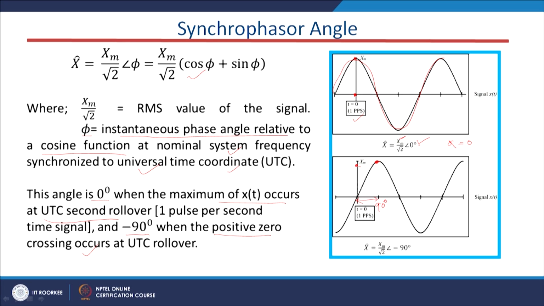While we will express this particular instantaneous signal in phasor form, we will write the magnitude and the angle part, minus 90 degrees. We have basically standardized this using the PPS, 1 pulse per second. That should be the strategy to synchronize the voltage and current phasors at different buses in a particular smart grid system.